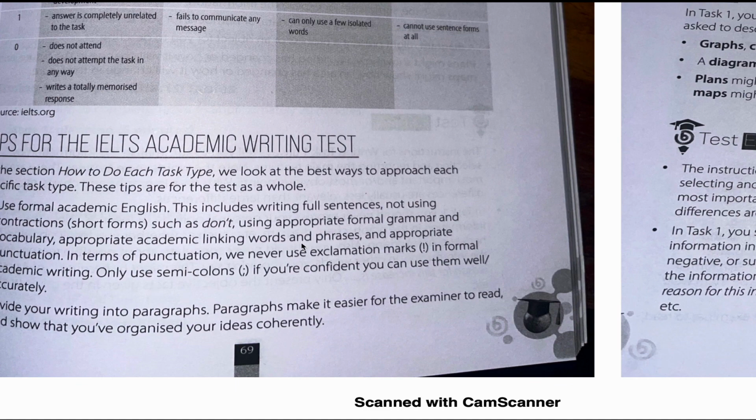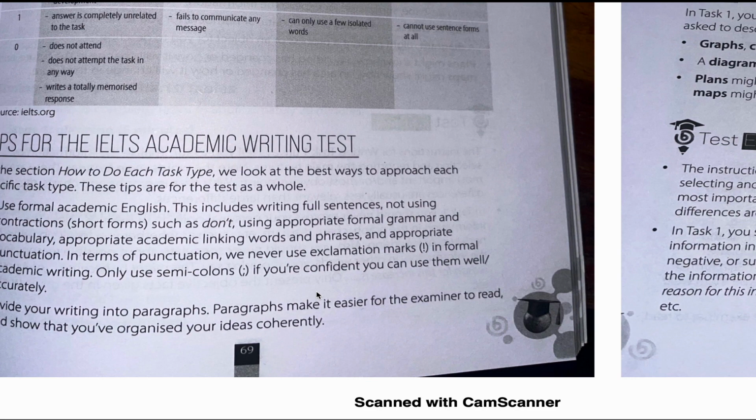And you need to use linking words and phrases which are academically appropriate. And in terms of punctuation, we never use exclamation marks in formal academic writing. So keep that in mind. If you are using exclamation marks, it means it is informal in nature. You are not supposed to be using exclamation marks in your academic writing. Look at it, it's not just a writing skill, it's academic writing. So they're testing that, right? And only use semicolons if you're confident you can use them accurately. If you do not know how to use semicolons, don't use them. You don't have to use these kinds of punctuation if you do not know where to use them, right?